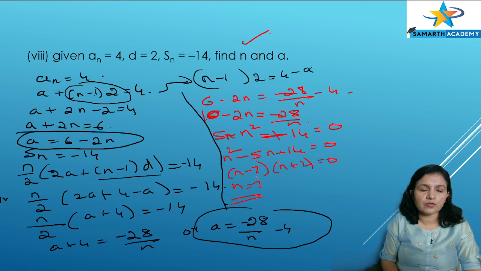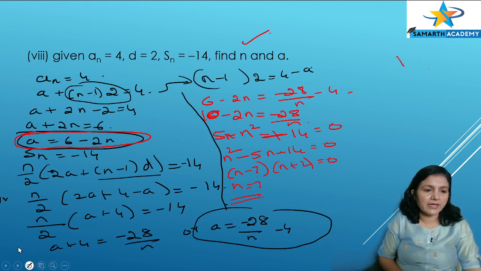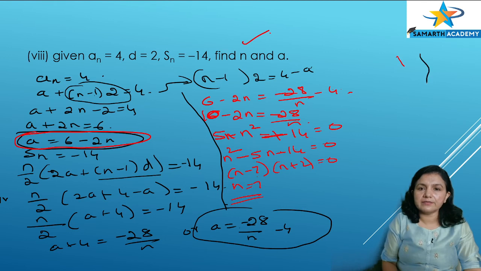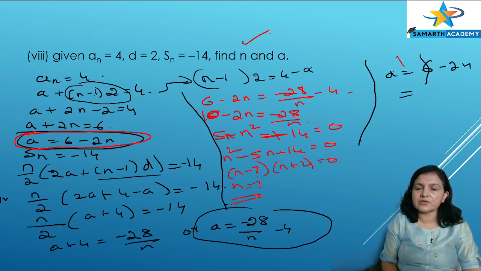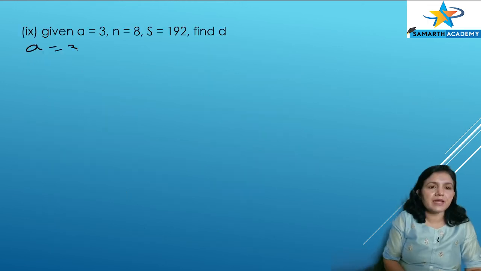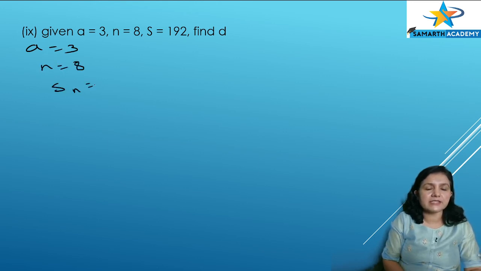We need the value of a. So what is a? a is 6 minus 2n. So put the value of n over there. n is 7, so 6 minus 14, which is minus 8. So a is equal to minus 8. And sum of terms, that is Sn, is equal to 192.